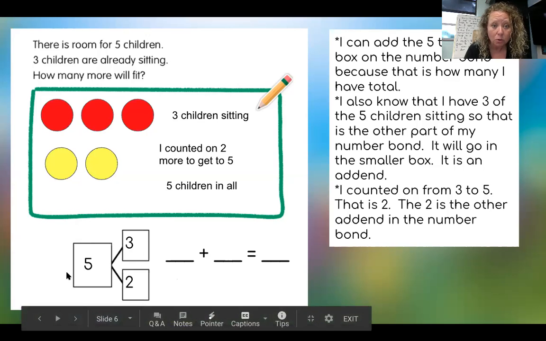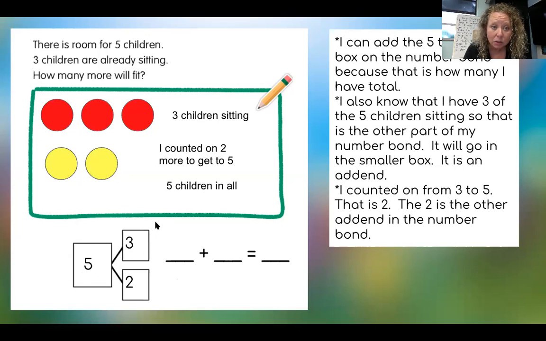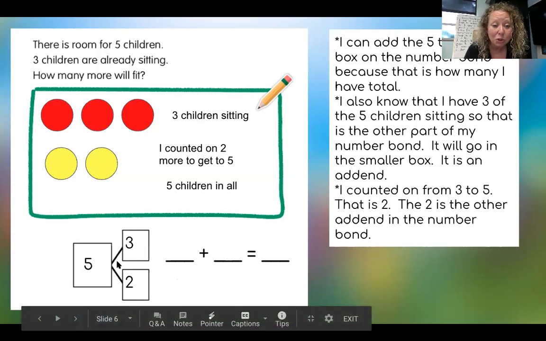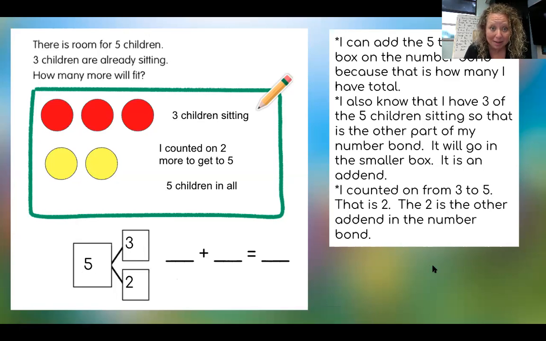5 is our total, so it goes in the big box. The 2 add-ins were 3, that was from our story, and 2 because that's what we counted on. Does your number bond look like mine?